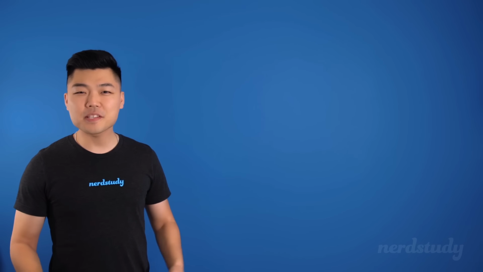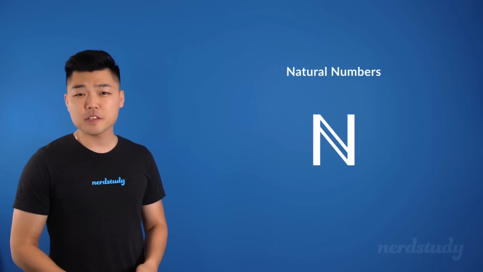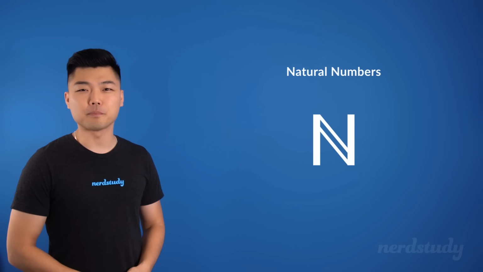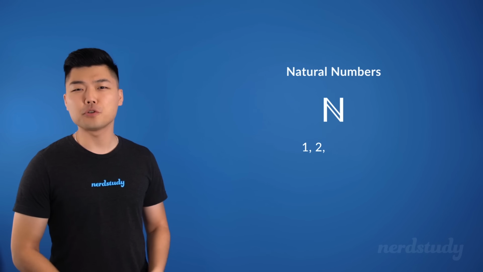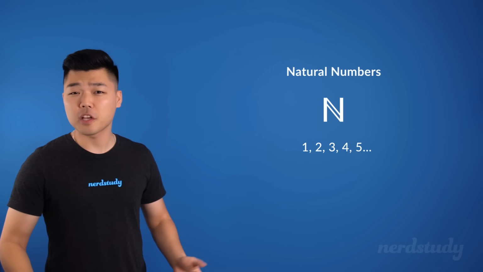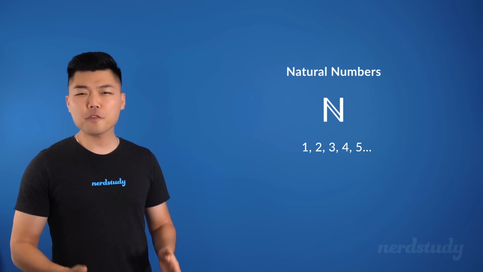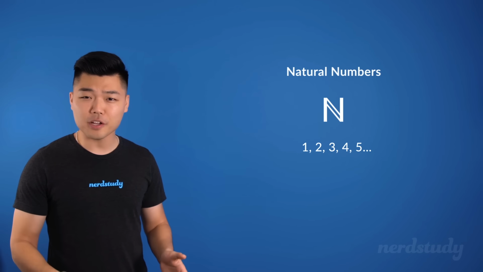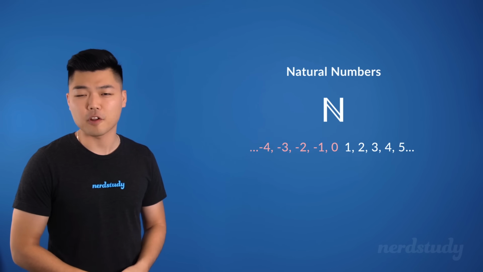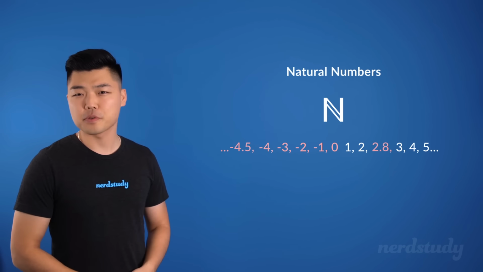So the most basic type of classification of numbers are the natural numbers. And this is a symbol that we use to represent them. Natural numbers include numbers such as 1, 2, 3, 4, 5, and so on. They are often referred to as counting numbers. Now, natural numbers do not include 0 or any negative numbers, as well as any decimals.